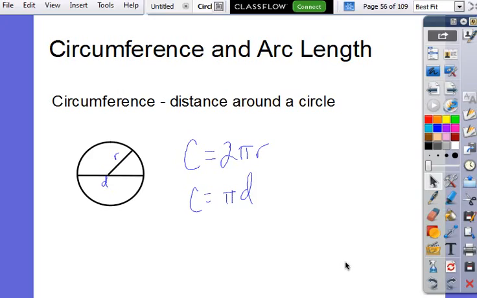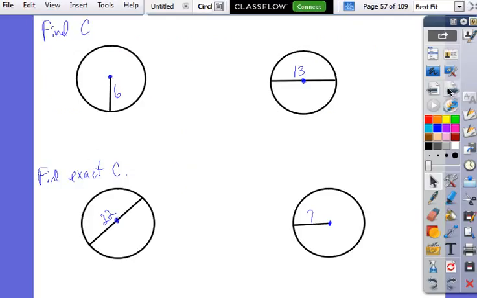All right, reviewing everything from yesterday real quick. We got the two formulas for circumference, 2 pi r and pi times d. If it gives you the radius, I would use the 2 pi r formula. If it gives you the diameter, I use the pi times d formula. We got any trouble doing these right here?